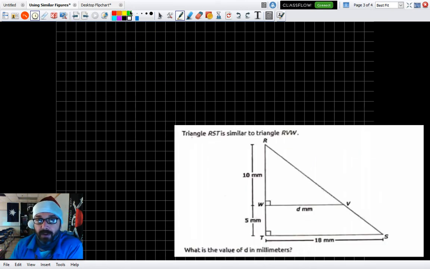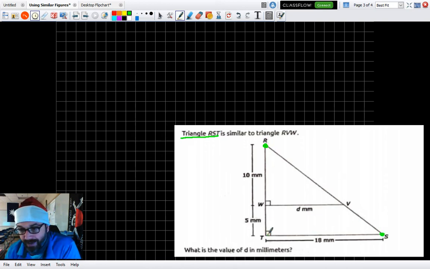Now remember, we are naming triangles or shapes based on their corners. So triangle RST is going to be the triangle RST, and it is similar to triangle RVW. RVW. So we have the same thing.